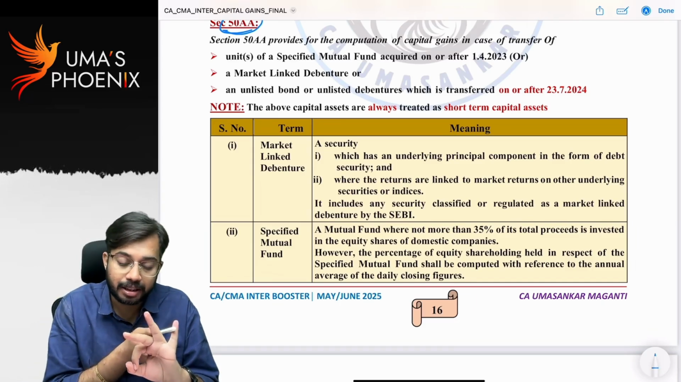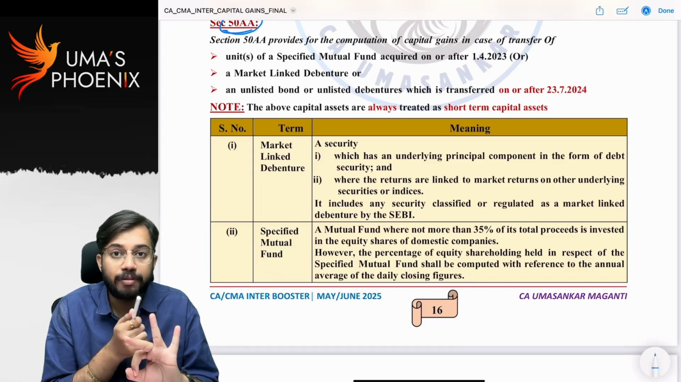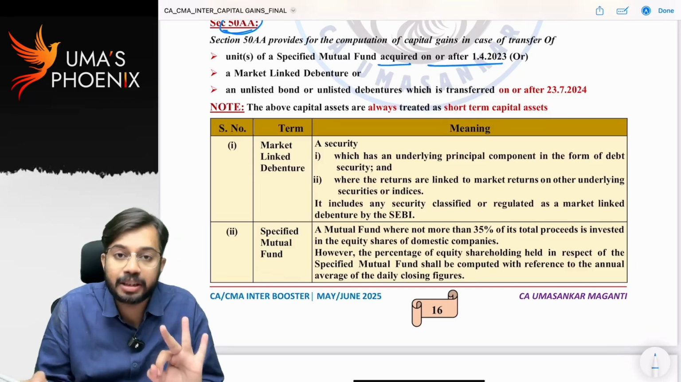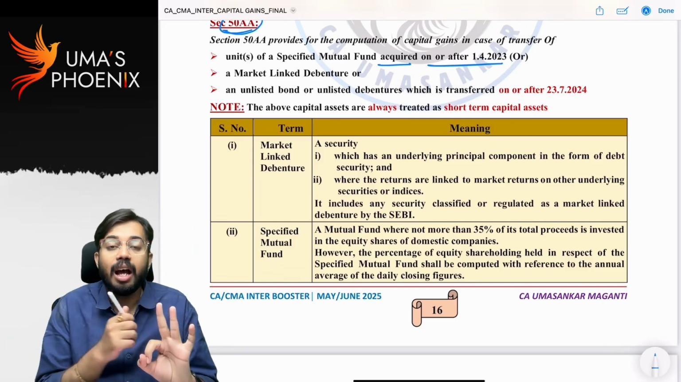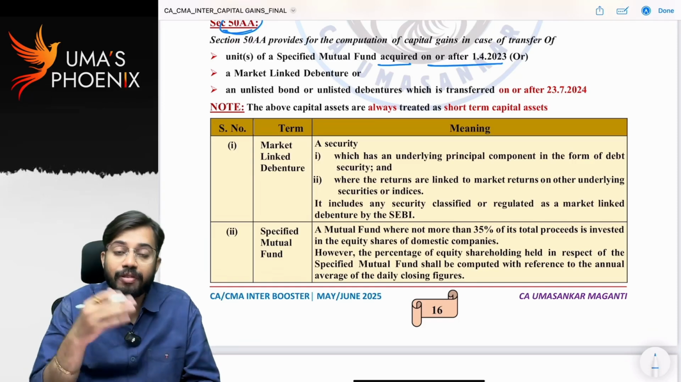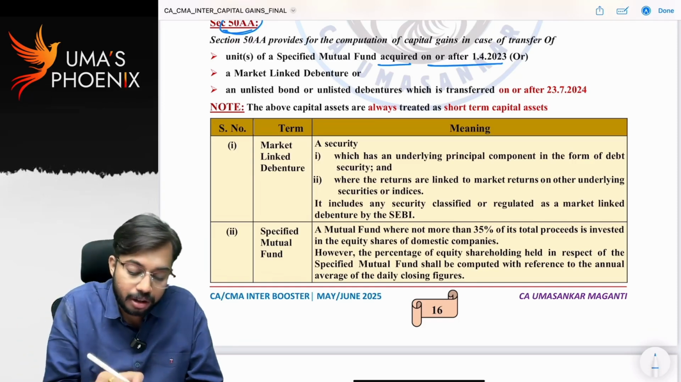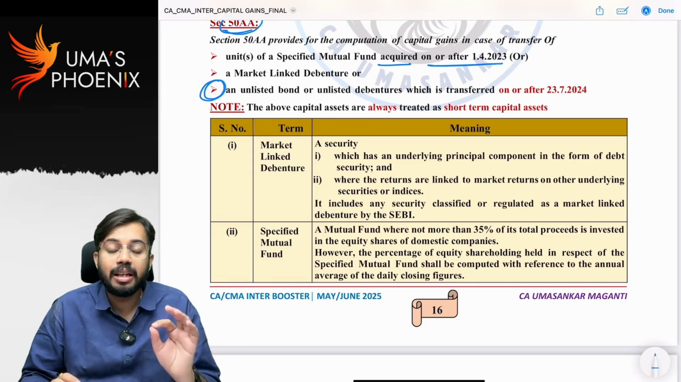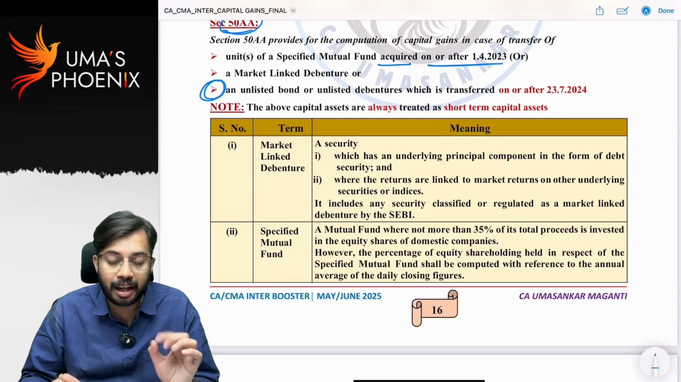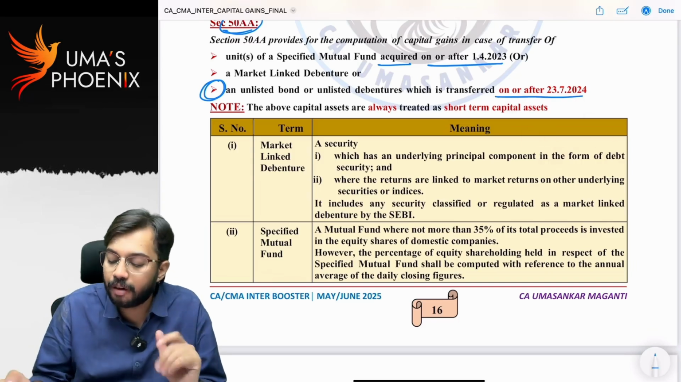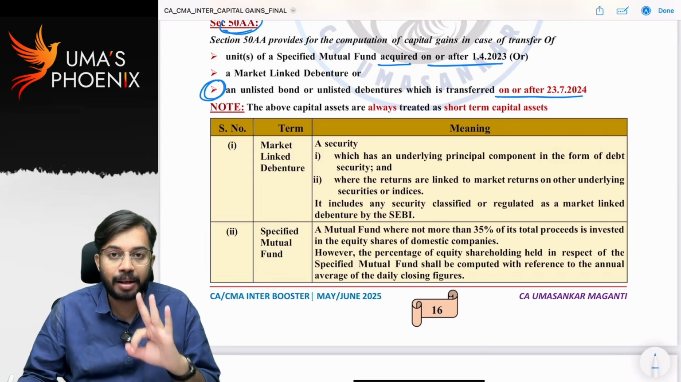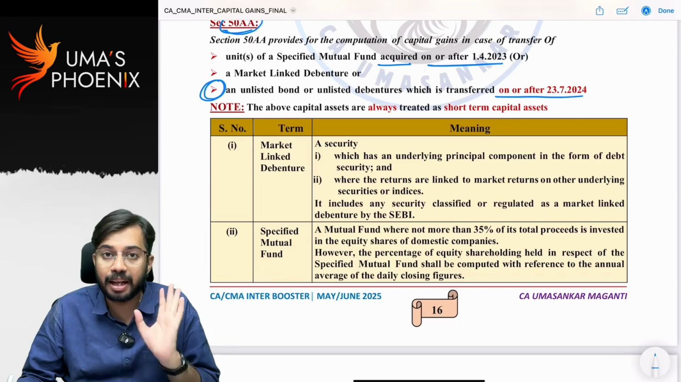Market linked debentures or units of specified mutual fund which are acquired on or after 1st April 2023, and unlisted bonds and unlisted debentures which are transferred after 23rd July 2024. For the third capital asset, 50AA gets attracted only if transfer takes place on or after 23rd July 2024. So when any one of these three capital assets is transferred, section 50AA is applicable.